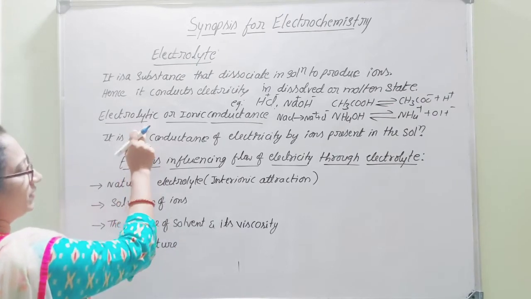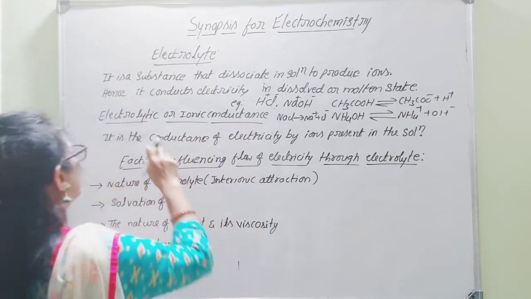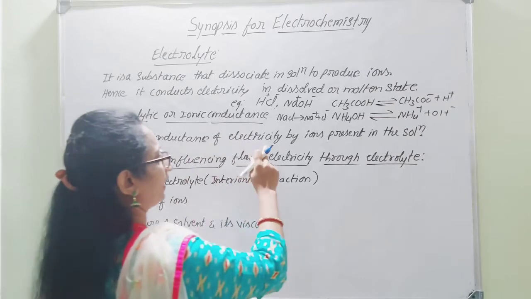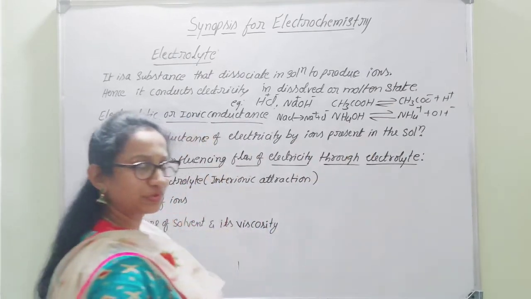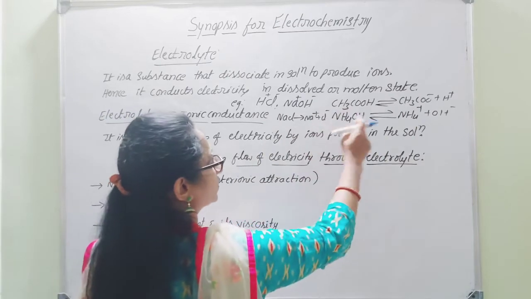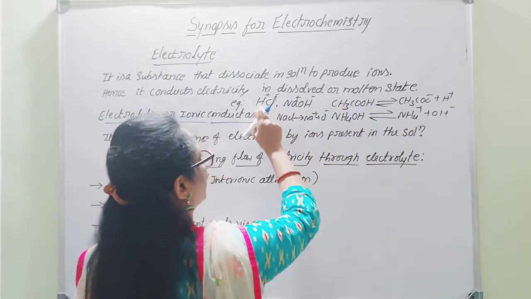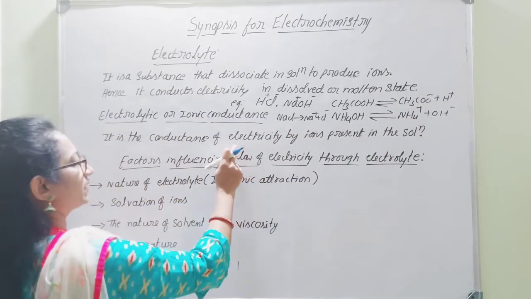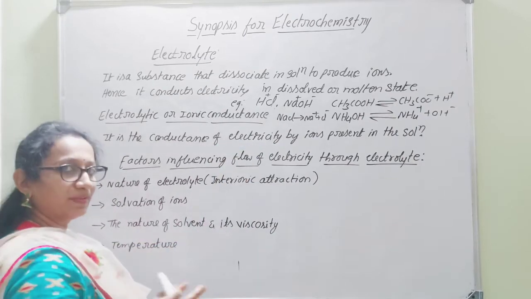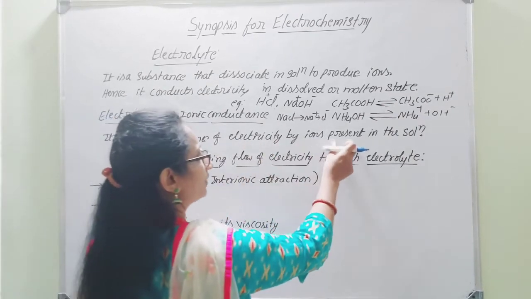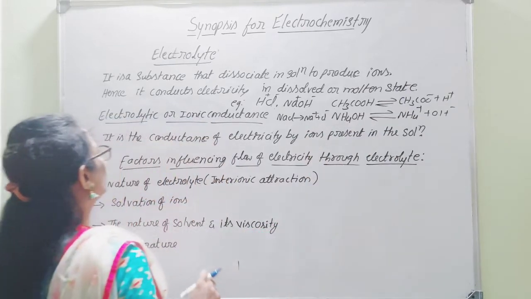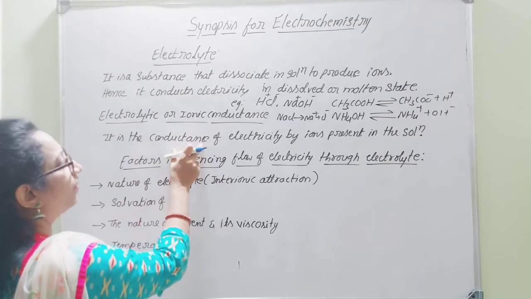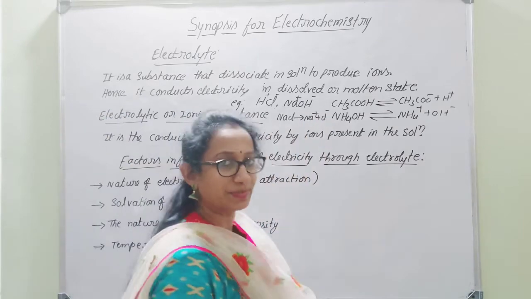Now, electrolytic or ionic conductance. What is meant by electrolytic or ionic conductance? It is very simple. It is the conductance of electricity by ions present in the solution. Whichever ions get released by the respective electrolyte are causing the conductance of the electricity. That means for conductance of electricity, the main reason is ions. Therefore, electrolytic or ionic conductance is nothing but the conductance of electricity by ions present in the solution.